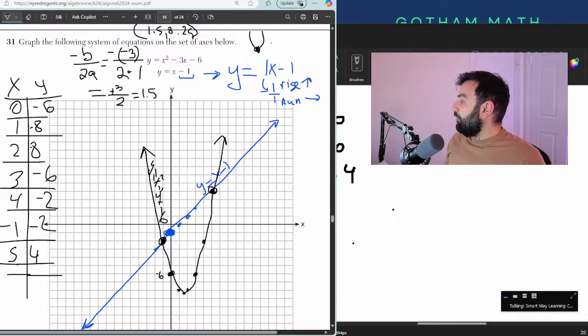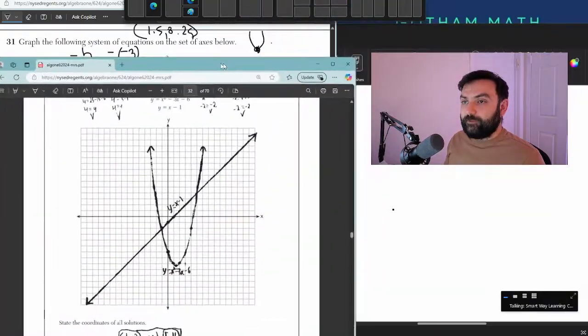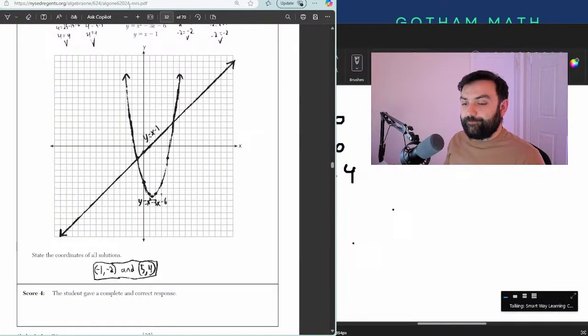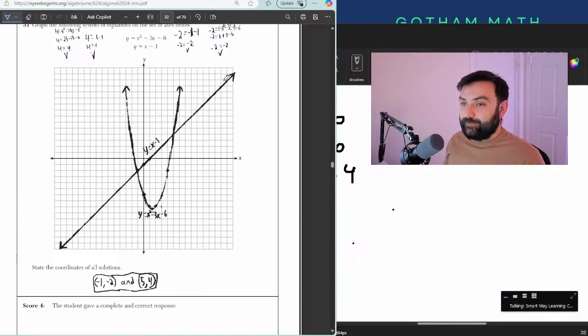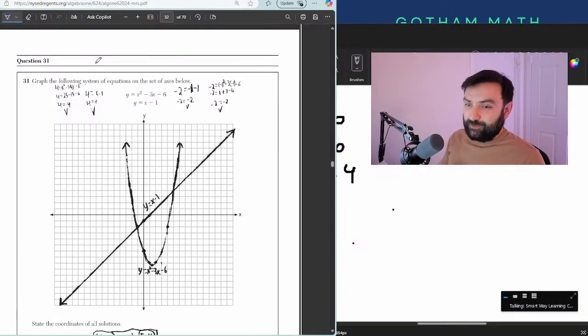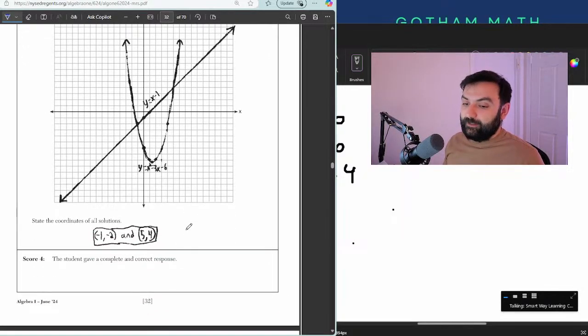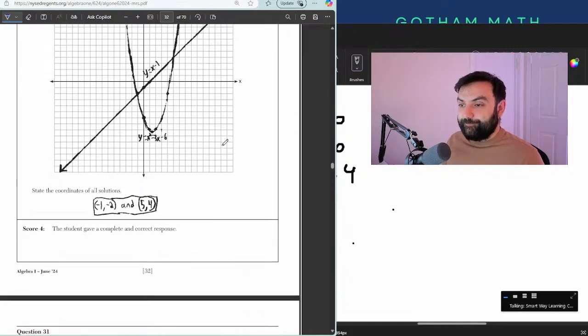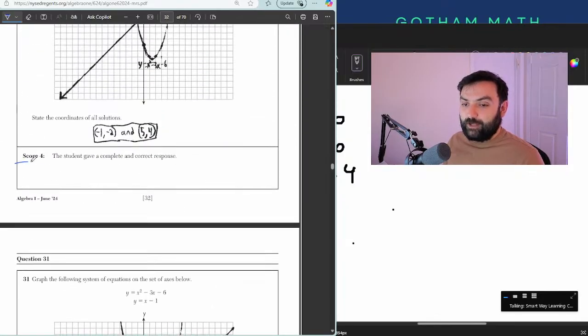Now we're going to go over the model response answers. Let's see. So they graphed the line all the way. That's good. Plugged in a bunch of points too. I don't know how they got all of them, but somehow the graphing, they actually did. And -1, -2, 5, 4. All correct. So that's a good answer. Okay, we're moving on. This was a 4 out of 4 points.